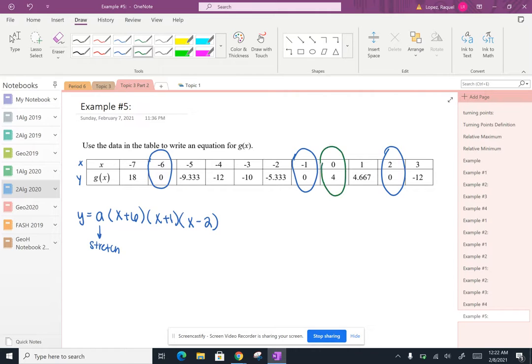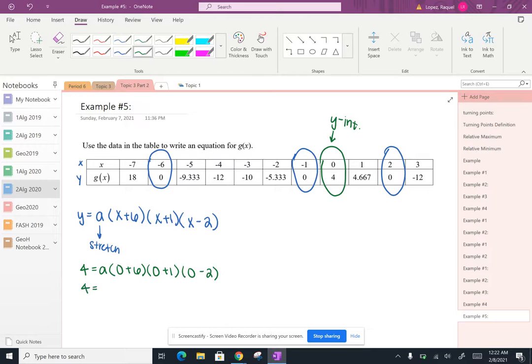I like to pick the y-intercept. And here's my y-intercept. I know it's my y-intercept because x is 0 here. And again, I'd like to pick the y-intercept because I like to work with the number 0. And it's also just what I'm used to. So I'm going to plug in 4 in for y. So 4 equals, don't know what a is, that's what I'm trying to solve. And I'm going to plug 0 in for x. So I have 0 plus 6, 0 plus 1, and 0 minus 2.